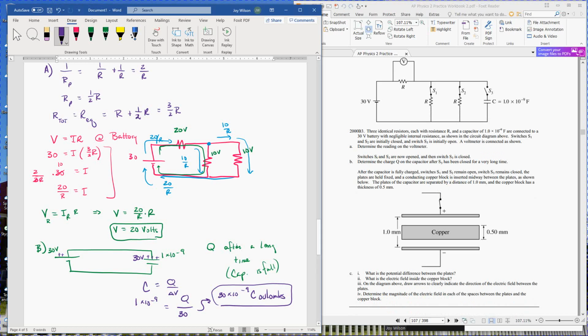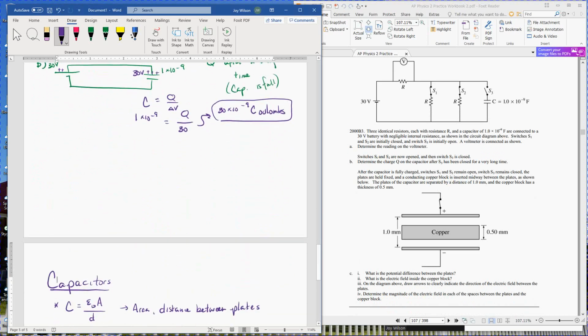Okay, so now here's what I'm going to do. I need to draw this picture for you. So here's capacitor plate number 1. Here's capacitor plate number 2. This one is positive. This one is now negative. So it acts just like a battery. It faces like this. Okay? But we now put in there copper.